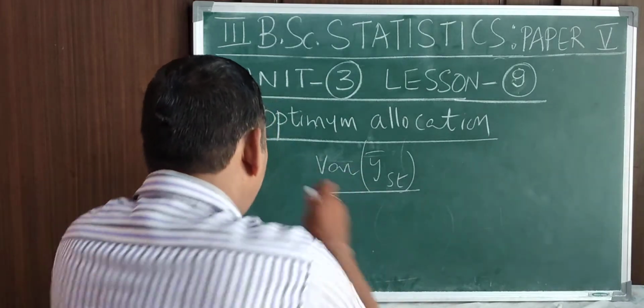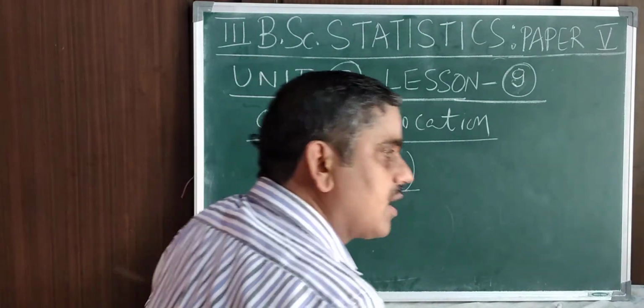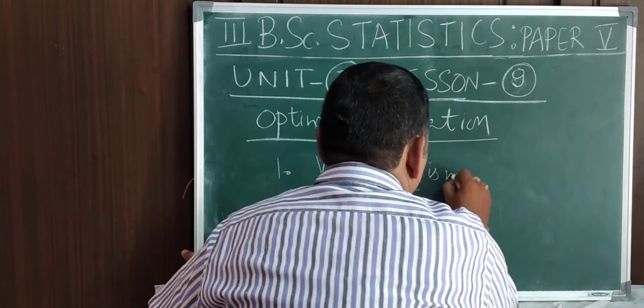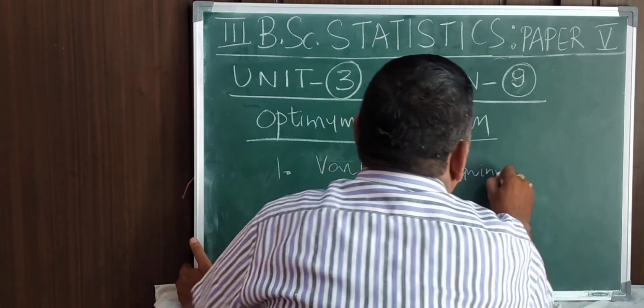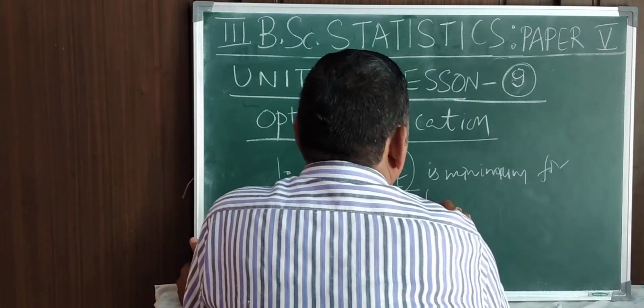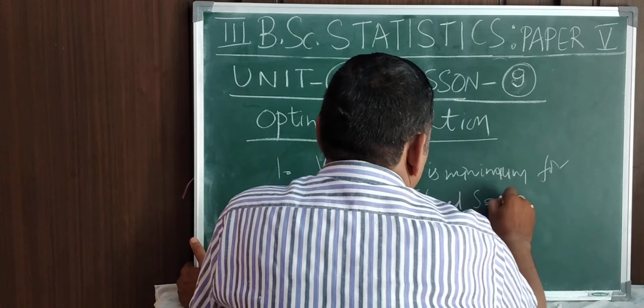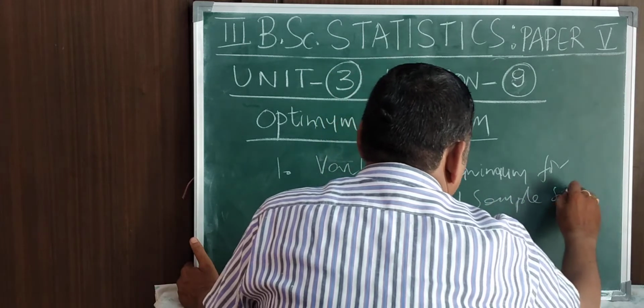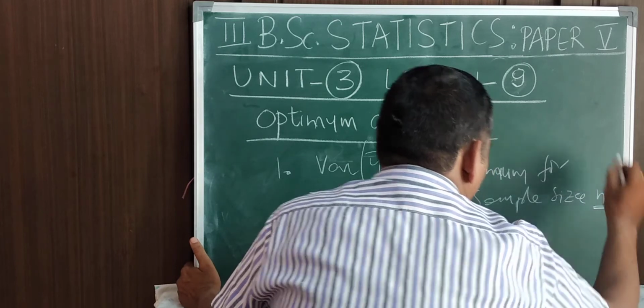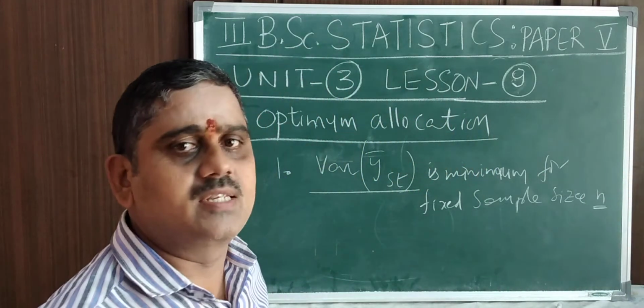What is the first one? The variance of y bar st is minimum for fixed sample size n. That is the first rule: for fixed sample size n.